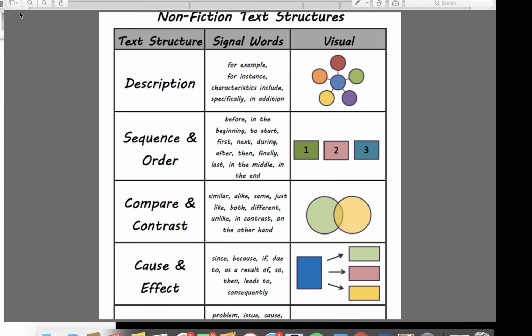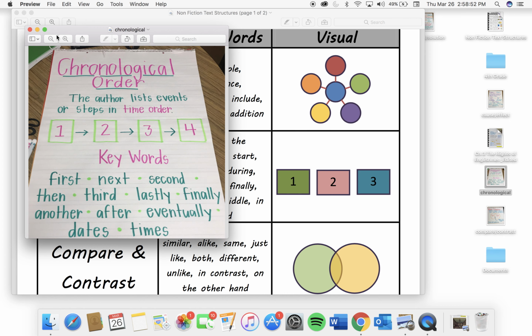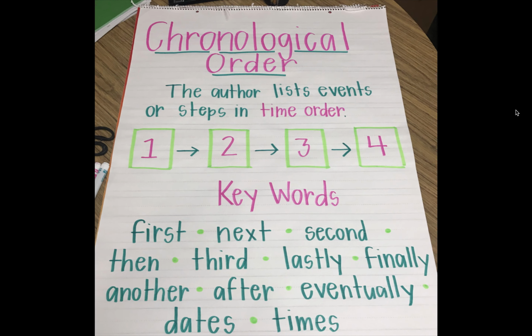I'm going to show you one more thing to help you with this. This is another little chart. Since we're not in school, we'll have to look at them this way. So chronological order, remember I said that's the same as sequence. The author lists events or steps in time order. So 1, 2, 3, 4. And again, there are those key words. Another thing that I added to my chart is that there's going to be a lot of dates. Especially when we read about history, you're going to see all different dates and times. That should signal your brain that it's in chronological order.